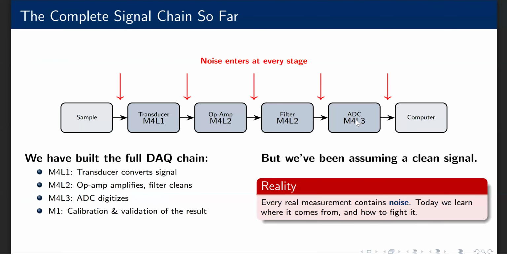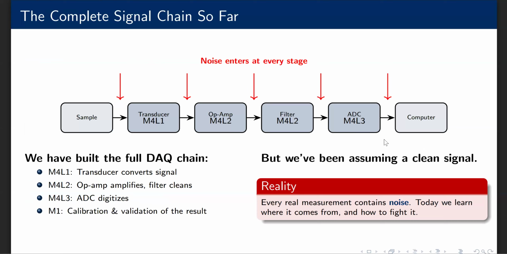Okay. So we have been dealing with the complete signal chain so far, and this is where we're at. So noise can pretty much enter at every single step that we've covered, and we've covered a lot of steps so far, and we've gotten through from the sample to the computer. We want to look at the red arrows.